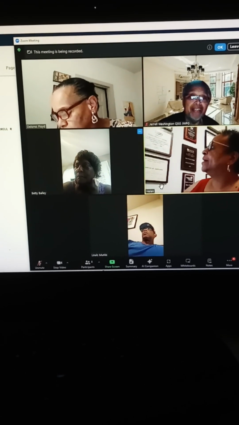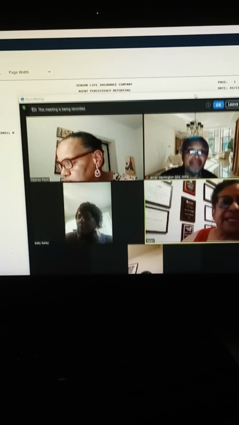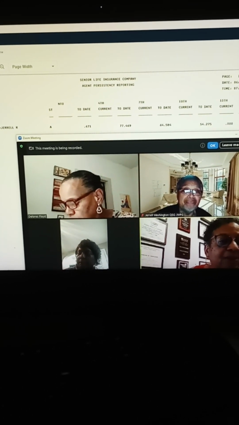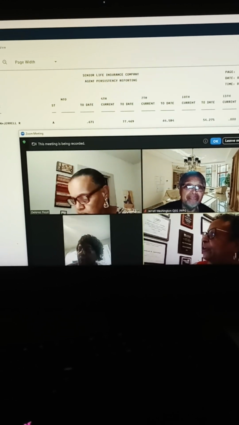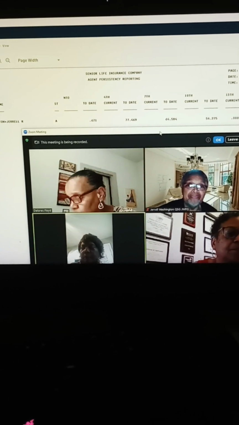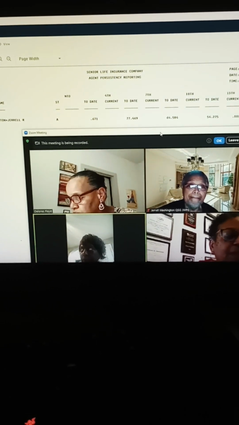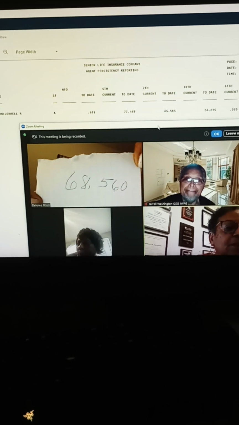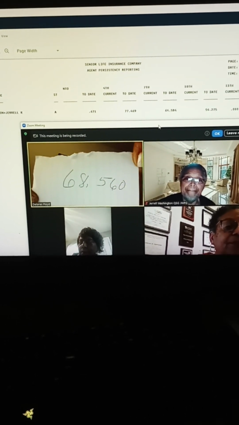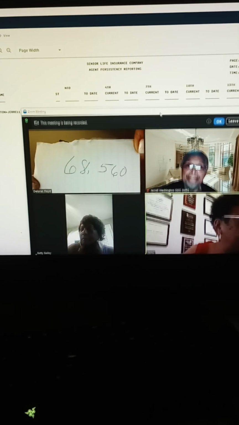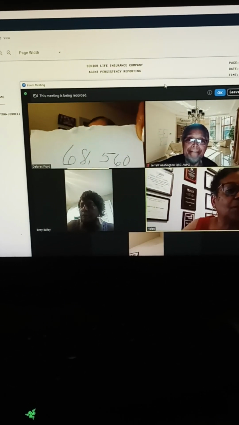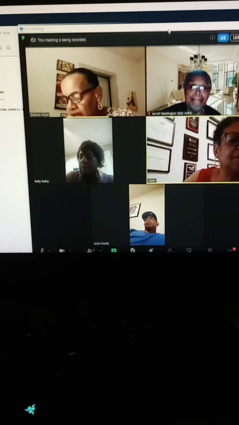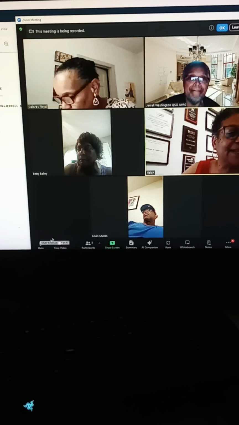What I asked for was the figure right next to 13th current, under to date. That's the last column on this page. What is that figure under to date? The very last number. Is it that 68 that you just put up, Dolores? Yes. So that's the very last number. 68. Okay. That's 68.56.